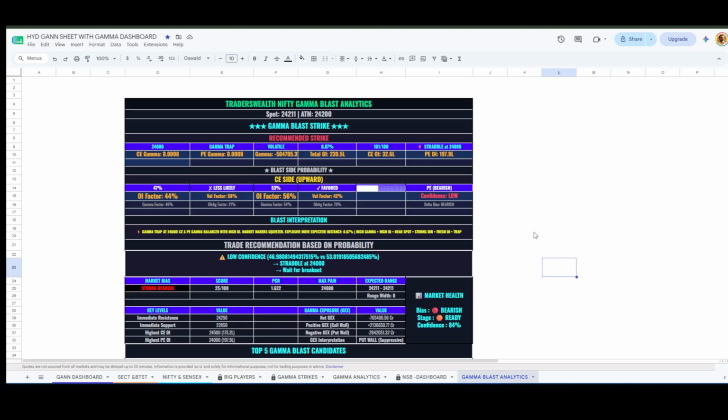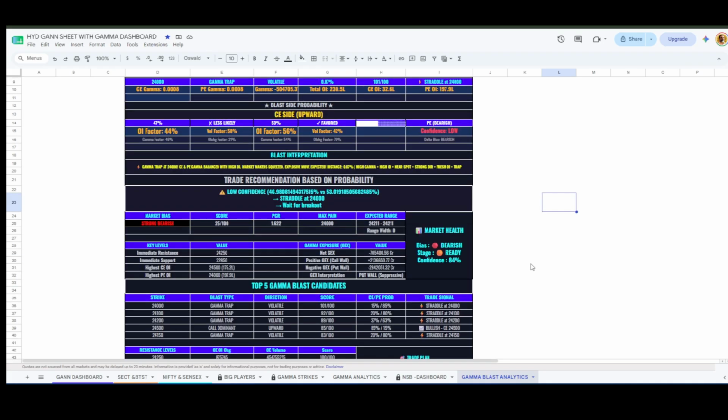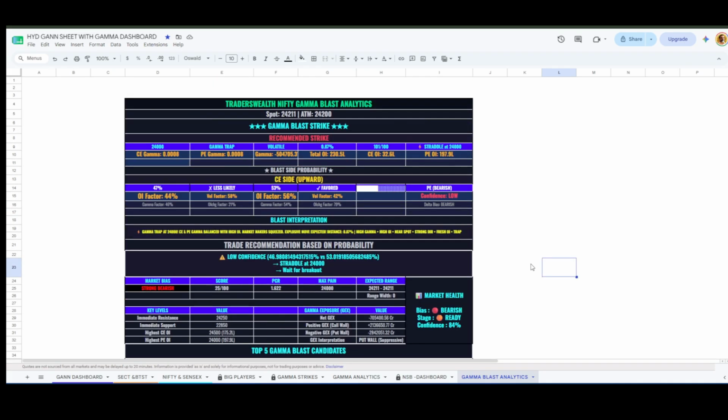This is Sharma here, and today I would like to show you one of my Traders Wealth Nifty Gamma Blast analytics, along with the Gann dashboard I have created. So we can find out the five Gamma Blast candidates here.